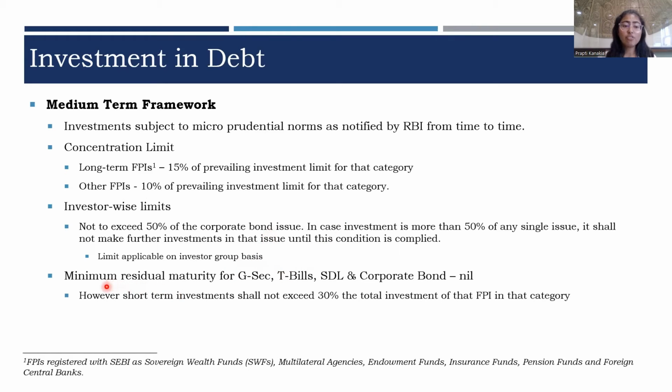Further, there was a requirement of minimum residual maturity. That means the minimum tenure that FPIs would be required to stay invested in these securities. Erstwhile, it was 3 years, but now the requirement has been done away with. There is one requirement in case of short-term investments, that is, instruments which have maturity up to 1 year. In that case, the investment should not exceed 30% of the total investments of that FPI in that particular category. So these are the terms and conditions for the medium-term framework.